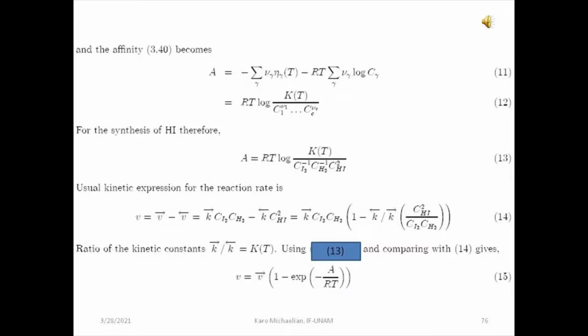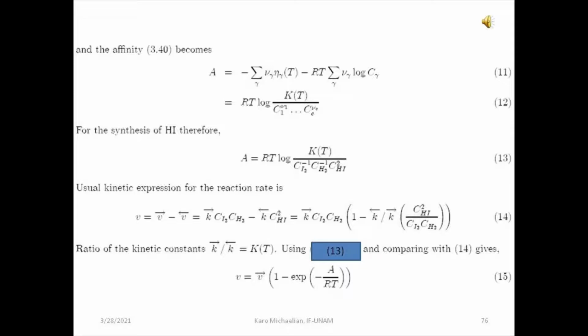So remembering again that the affinity is just minus the sum over all the components in the system of the stoichiometric coefficient of the component times the chemical potential of the component, and using equation 9 for the chemical potential, we get an equation of the form equation 11.